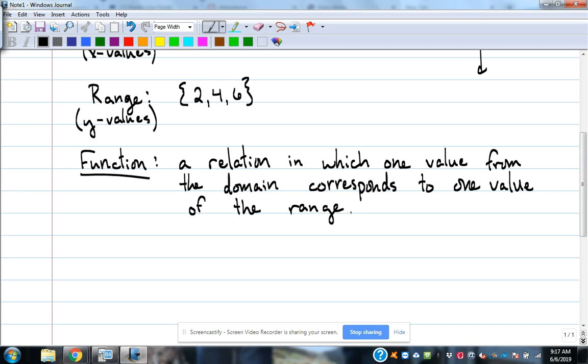That's a real wordy way of saying it. The short, easier way to remember this is: don't repeat x values. If a relation is a function, the x values do not repeat. If the x values do repeat, it's not a function. It's still a relation, but it's not a function. So functions are special relations in which the x values do not repeat. Don't repeat x values.